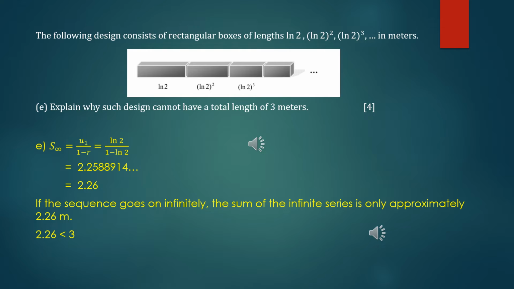Our u sub 1 is ln2 and our r is ln2. It gives us a decimal number which is 2.2588914 and so on. And to three significant digits, it's equal to 2.26. So even if the sequence goes on infinitely, you will only have a maximum sum of approximately 2.26 meters, and 2.26 is less than 3 meters. Therefore, it cannot have a total of 3 meters.